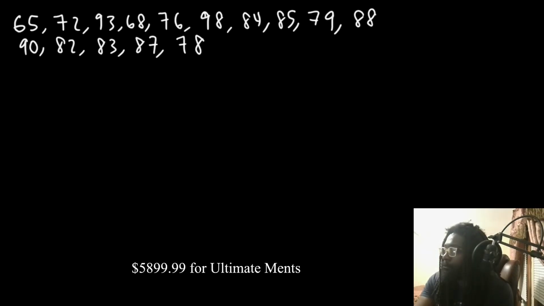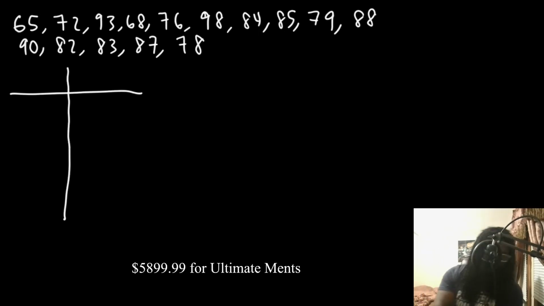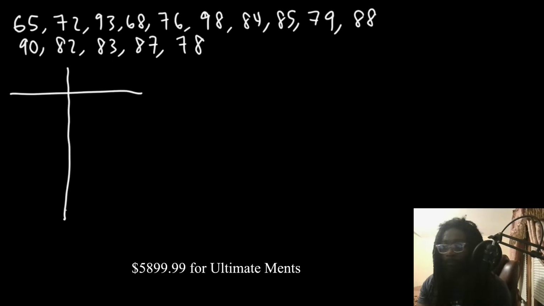Now the first thing we need to do is create a frequency distribution table. And so what we're going to do this time, rather than describing the frequency of each number, we're going to break it up into categories or classes. On the left side, we're going to have the grade. On the right side, the frequency.